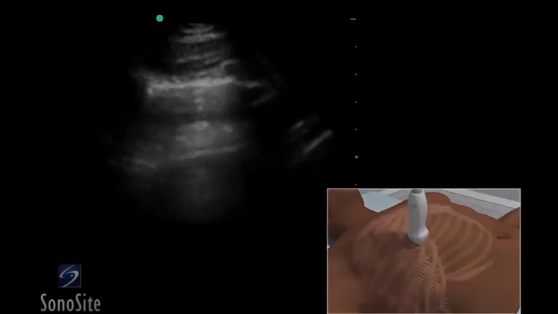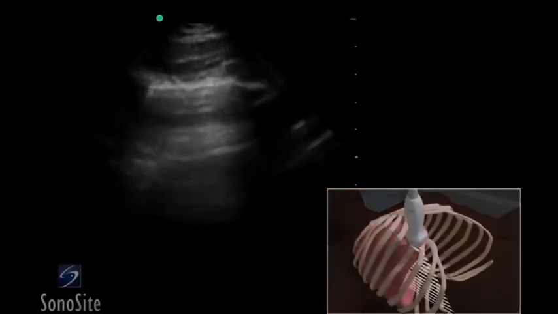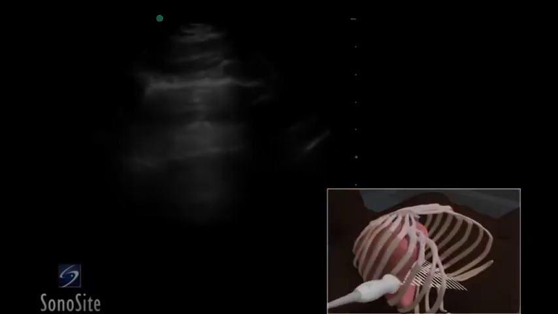To evaluate the posterior pleural space, move the transducer distally to the level of the seventh intercostal space. Slide the transducer posteriorly to the mid-axillary line.